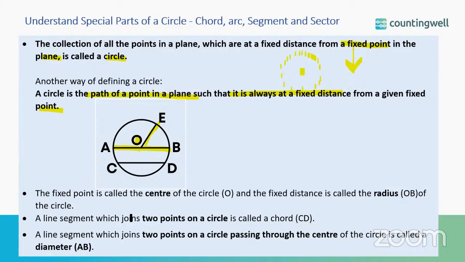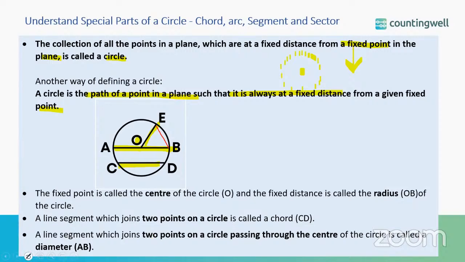The line segment which joins 2 points on the circle is called a chord. So CD is a chord, AB is a chord. It should join 2 points on the circle. So you have A and B, 2 points on the circle, C and D, 2 points on the circle. If you join E and B also, it is also a chord because it is joining 2 points on the circle.